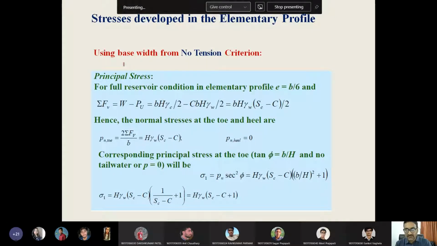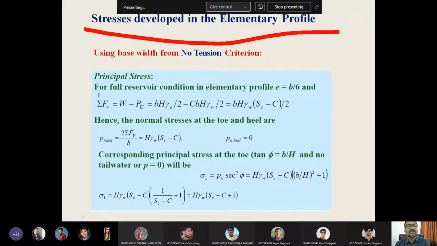We calculated the stresses, all three: normal stresses, principal stresses, shear stresses in the dam section, the actual dam section. Now we are calculating the stresses in the elementary section. So stresses developed in the elementary section using first the no tension criteria.